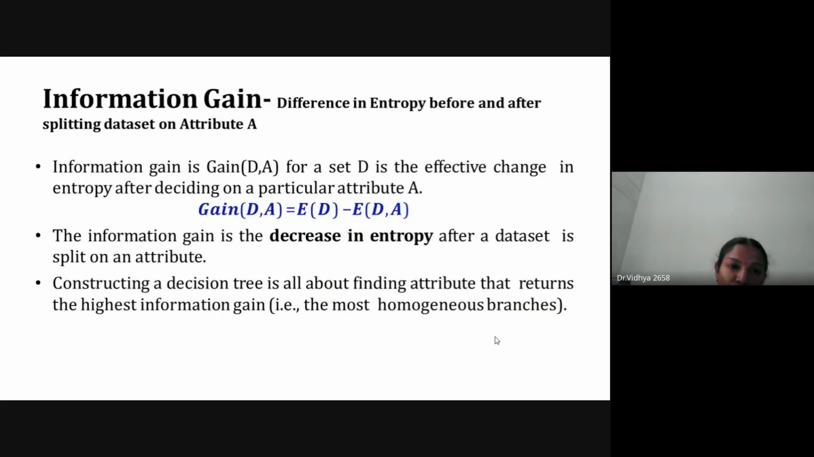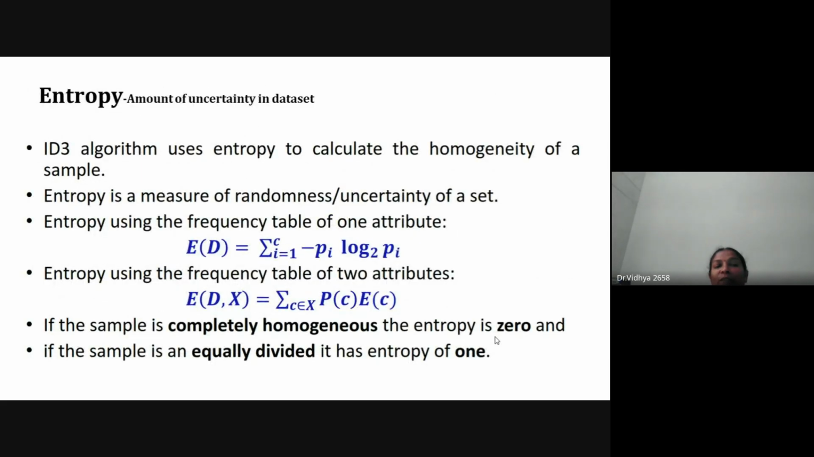So entropy, this is the formula for calculating the entropy. Entropy using the frequency table of one attribute can be calculated by E of D equal to the summation from i equal to 1 to c of minus p i log base 2 of p i. You can denote it with the different values provided with the frequency.